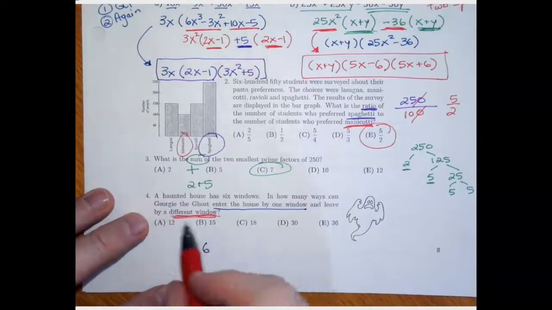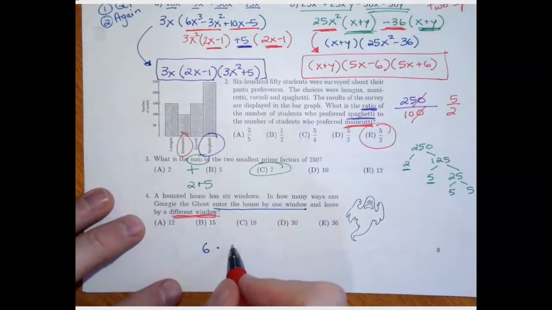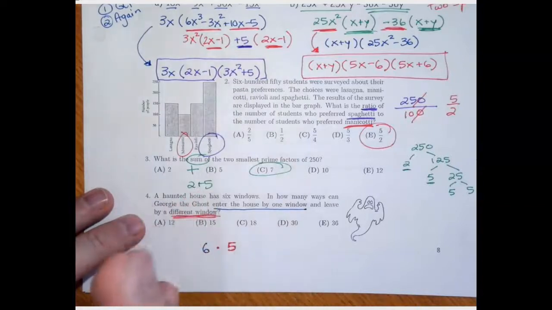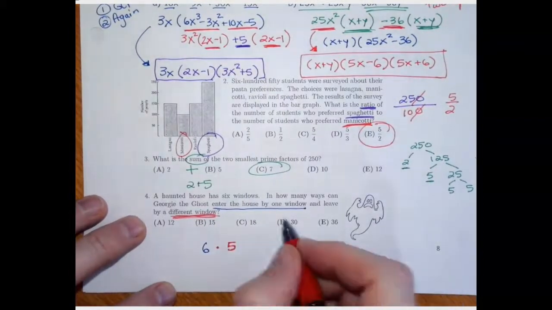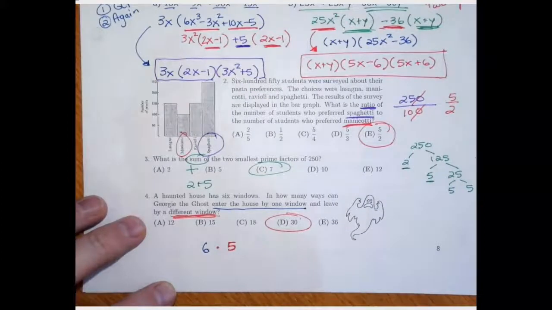Focus on the question. So a different window, there are 5 choices for that. So hopefully you've had, we'll do a little bit more of that at the end of the year, but when you're going to make 2 choices, you multiply the number of ways for the first choice times the number of ways for the second choice. So I think we can all see that's going to be 30.